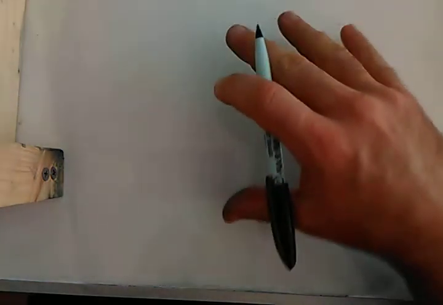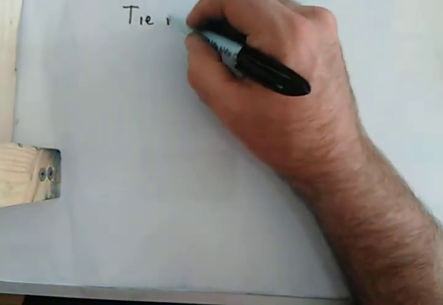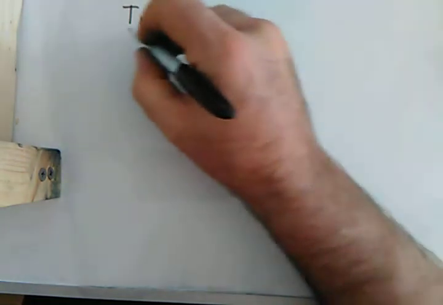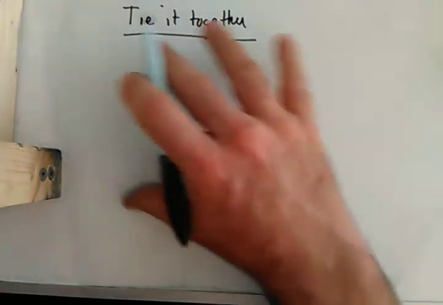Okay, so what we've got going on is a situation where we need to tie all this stuff together. Now, I'm going to tie it together. It will actually be called Tie It Together. Now, I'm going to give you some items. I'm going to take a few numbers from our charts.